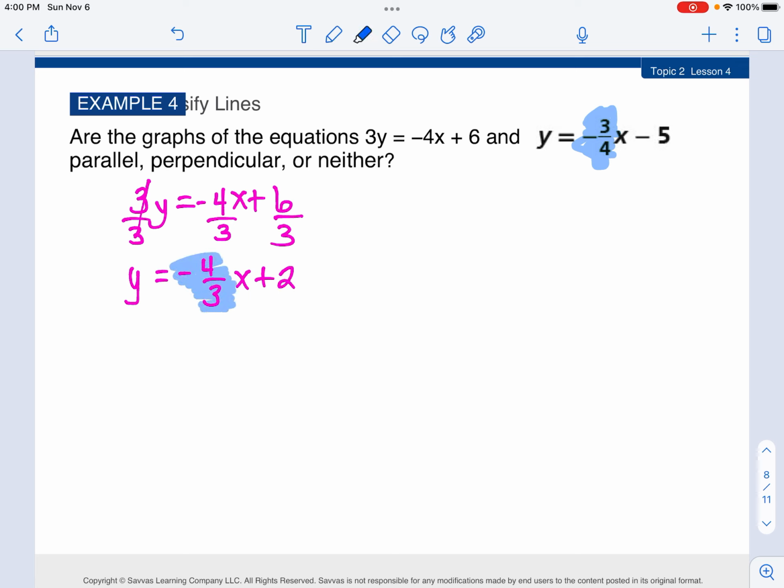So remember, in order for them to be perpendicular, they have to be opposite reciprocals, meaning one negative and one positive, and both of these are negative. So these equations are neither parallel nor perpendicular.